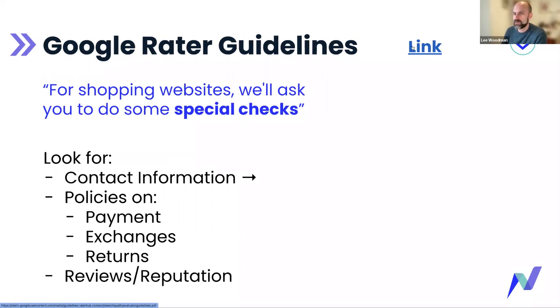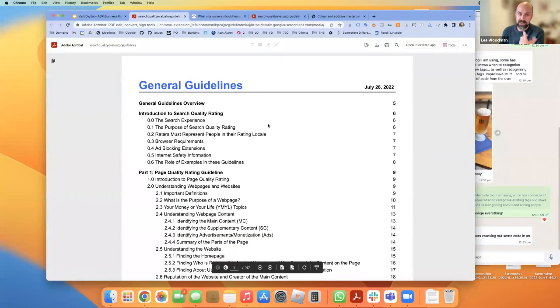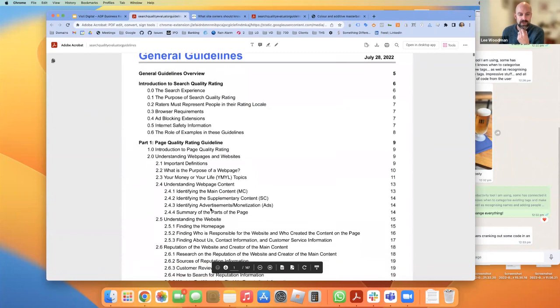So this document is about a 200-page doc of what they're checking for when they look at a website. Things like, for a shopping website, we'll do special checks, so contact information, policies on payment, exchange and returns, and then reviews and reputations. It's actually saying that in this document. So again, it's an official Google document.